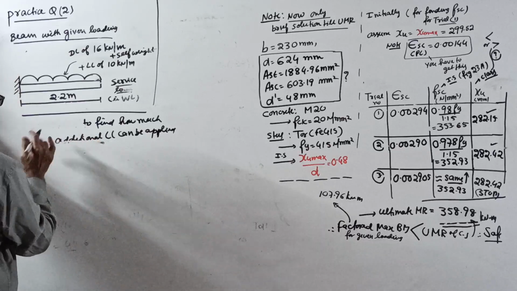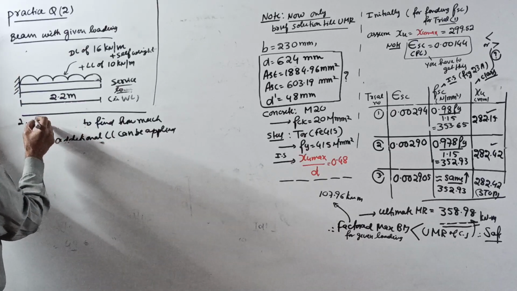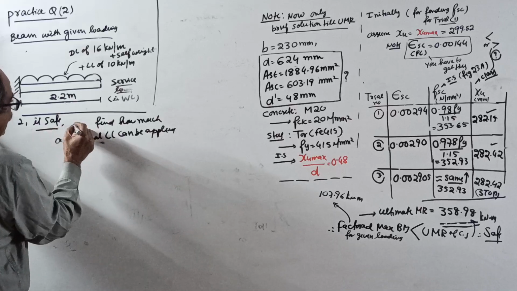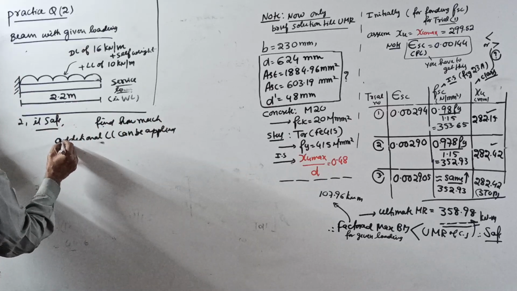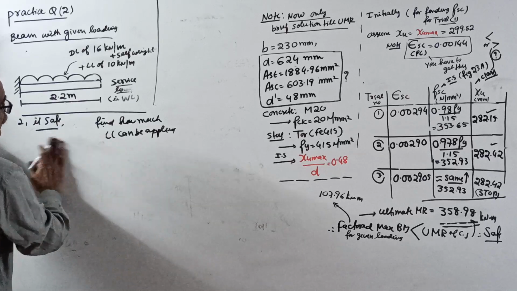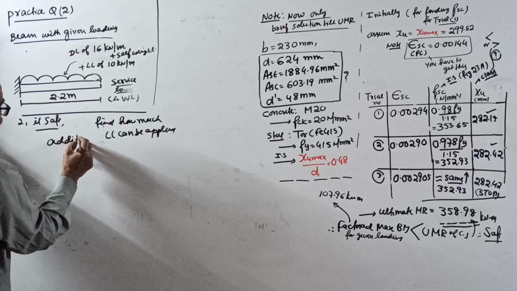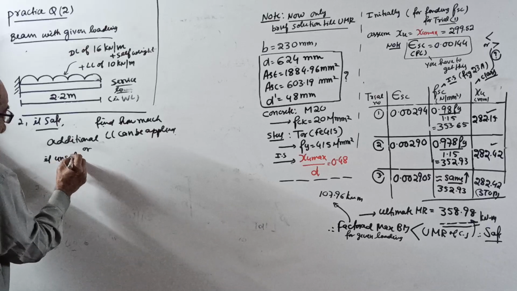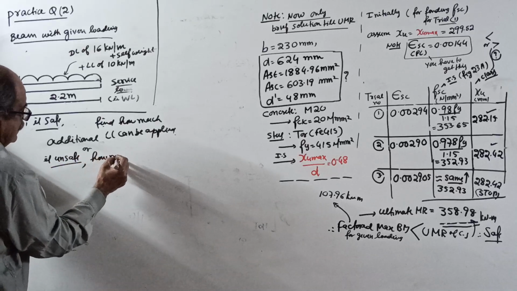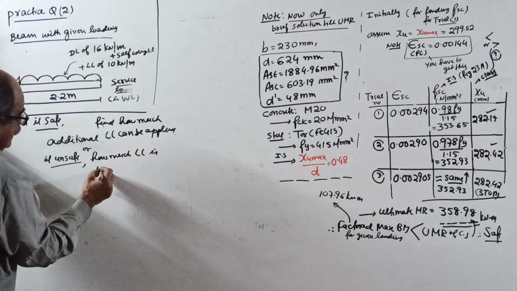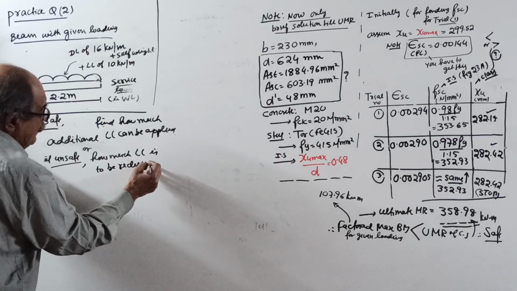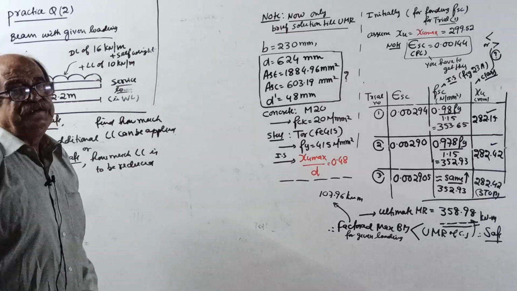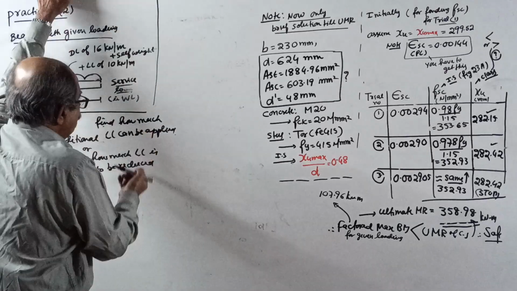Now, second part is, see, if safe, they are asking how much additional live load can be applied, or if unsafe or not safe, how much live load is to be reduced. That means the dead load they cannot change. Remember, the dead load will remain. Their only option is to change the live load. Okay, what to do? Do one thing, both common.